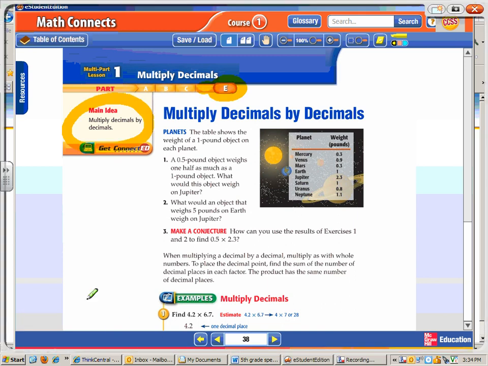We'll look at a story situation, and then we'll run through some examples of multiplying decimals by decimals, and then that will be the end of it. So let's start with this first one here. We're going to talk about planets, and we're going to look at the table that shows the weight of a 1-pound object on each planet. So what the actual weight of a 1-pound object on each of these planets would be.